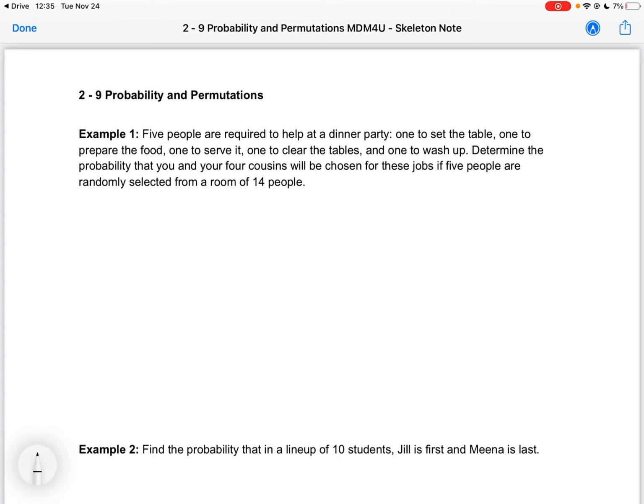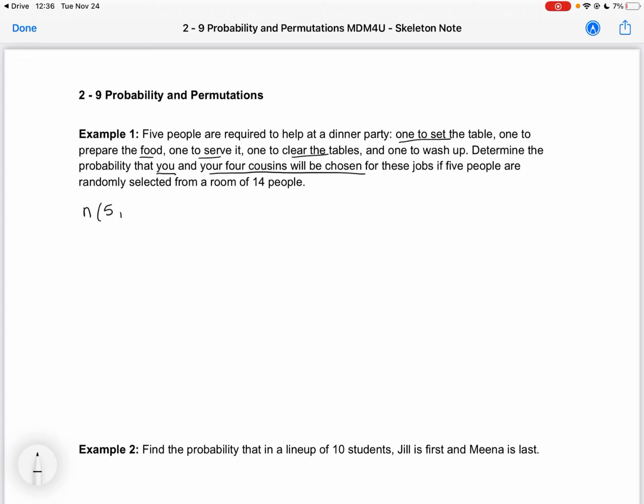So in this first example, 5 people are required to help at a dinner party. One's going to set up the table, one prepare the food, one to serve it, one to clear the tables, and then one to wash up. What I'm asking you to determine is the probability that you and your 4 cousins are going to be chosen for these jobs if 5 people are randomly selected from a room of 14 people.